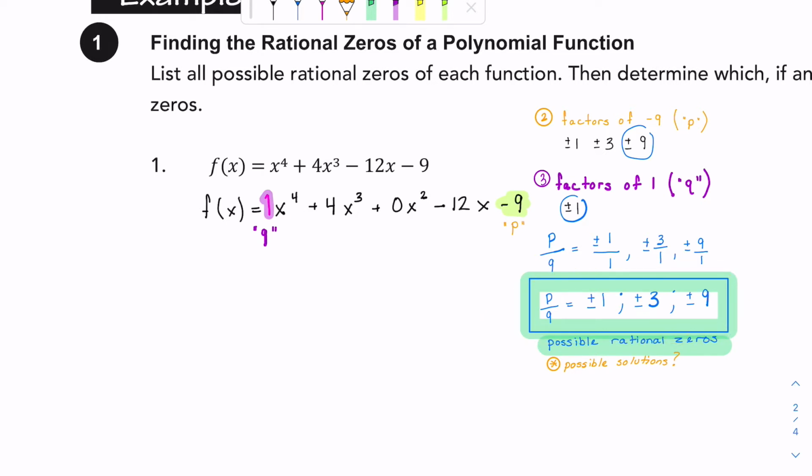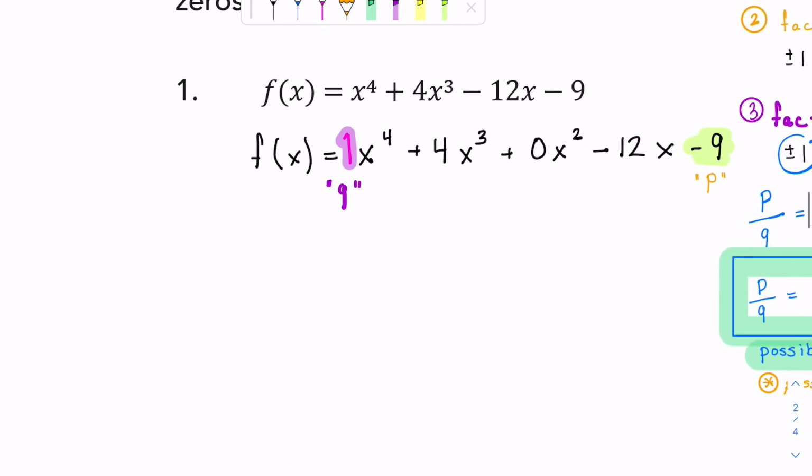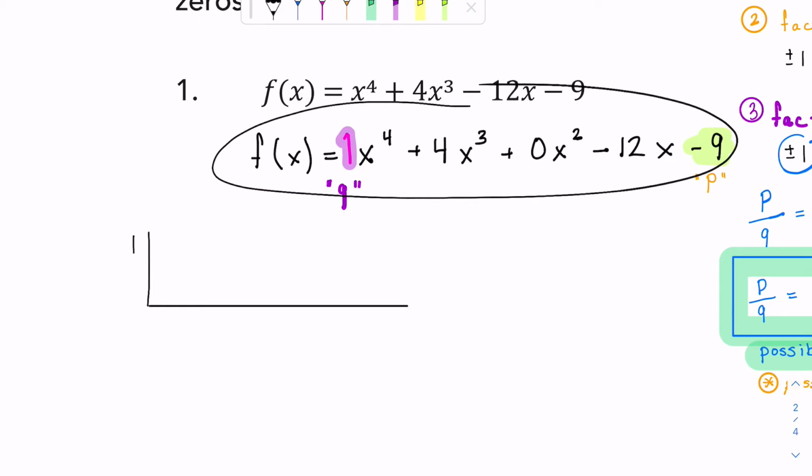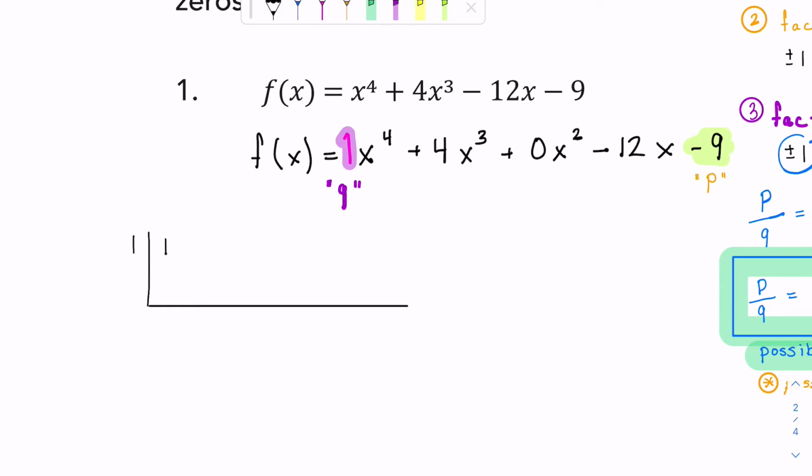I always start right at the beginning. So I start with positive 1. That's this number right here. Then I'll do negative 1. Then I would do positive 3. Then I would do negative 3, and so on. So I'm going to start my synthetic division by putting my factor of 1 outside. Inside, I have my coefficients of this expression: 1, 4, 0, negative 12, negative 9.